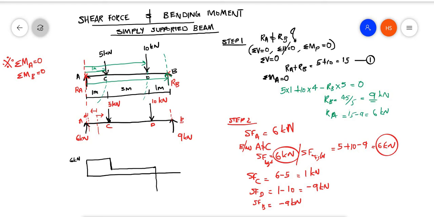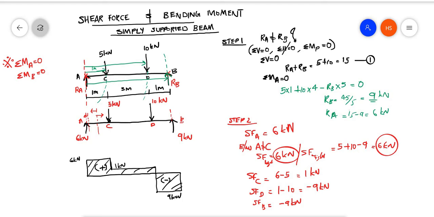Therefore, again, I will be going down. From 1 kilonewton, this is 9 kilonewton. Again, it is the same 9 kilonewton. I can join like this. So, this will be my shear force diagram. Here you can understand there are two regions: one is the positive shear force region and the other is the negative shear force region. So, it is very easy. Even by looking at this figure itself, you can draw it.